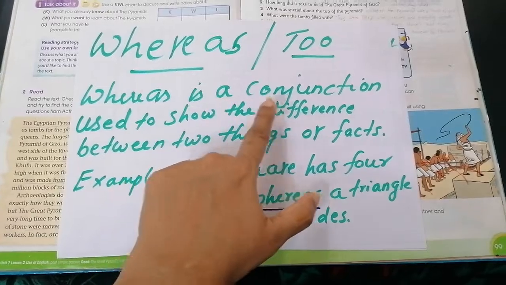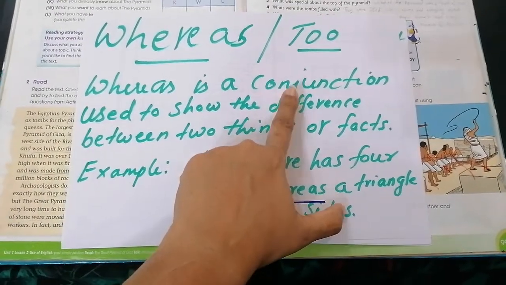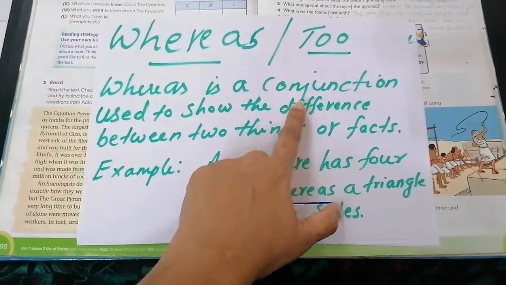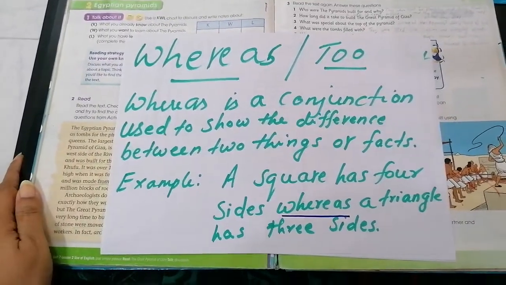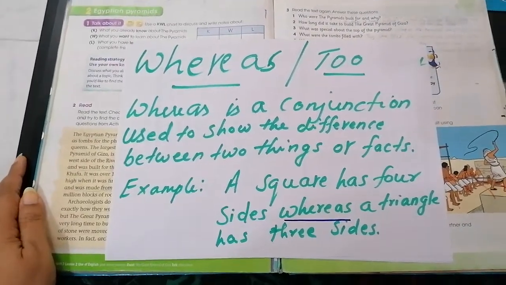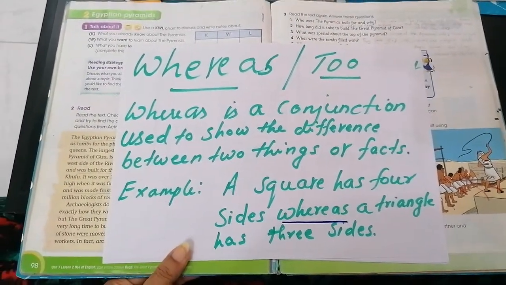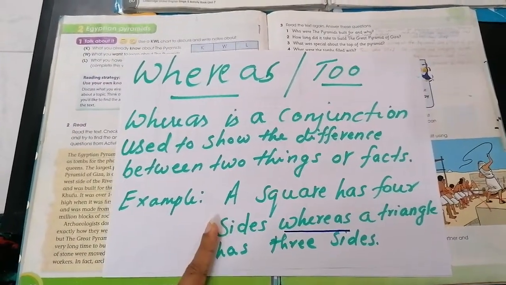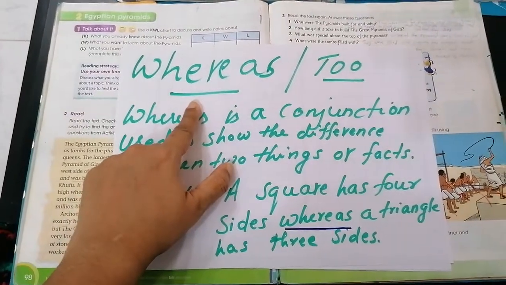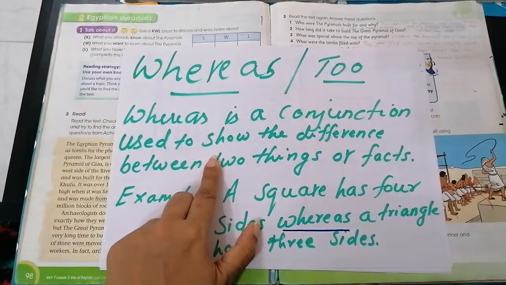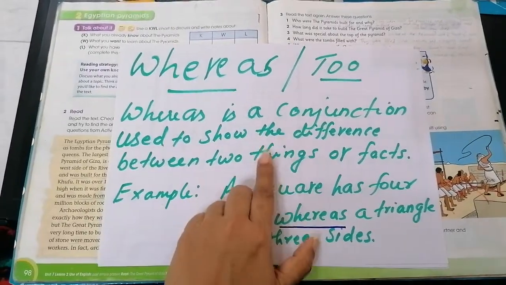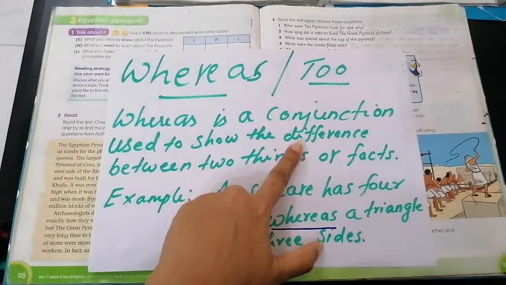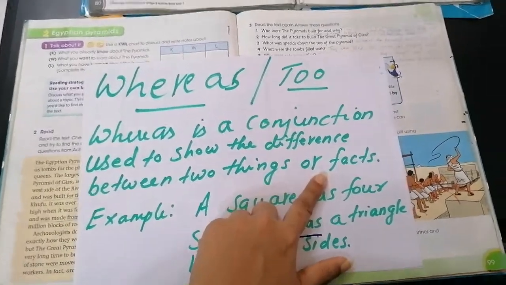We have already completed the topic conjunctions. What is a conjunction? Conjunctions are words that are used to join two parts of a sentence or two sentences together. Which are the commonly used conjunctions in English? And, but, or, still, because. These are the commonly used conjunctions. So whereas is one of the conjunctions, and we use whereas to show the difference or contrast between two things or facts.